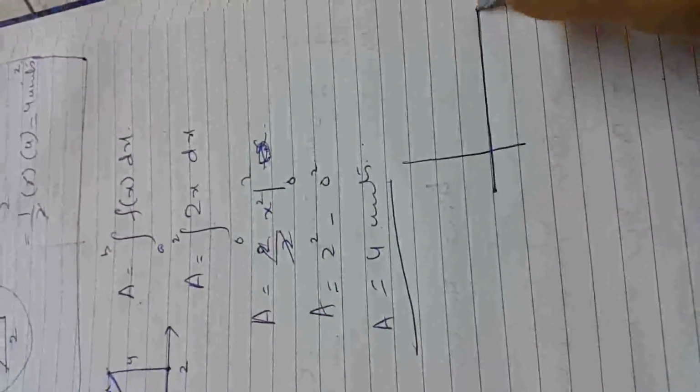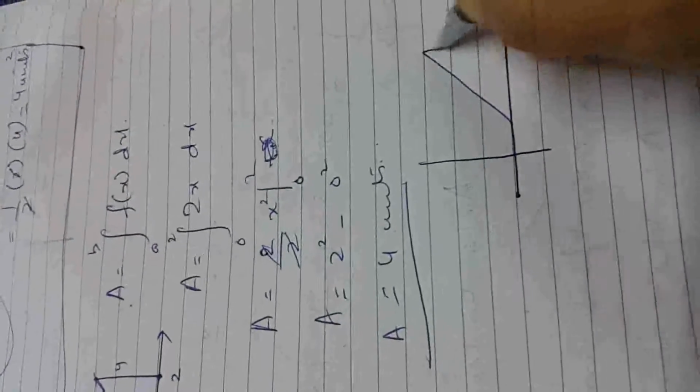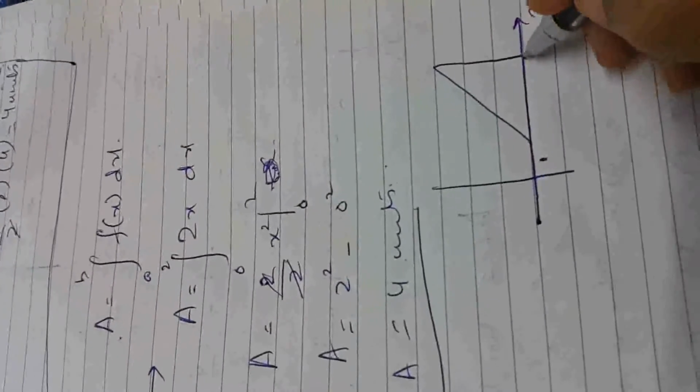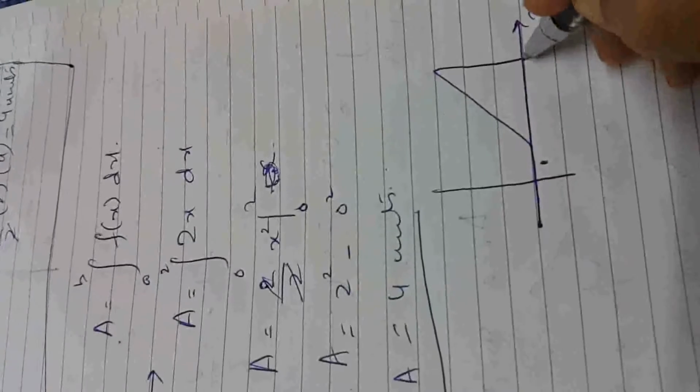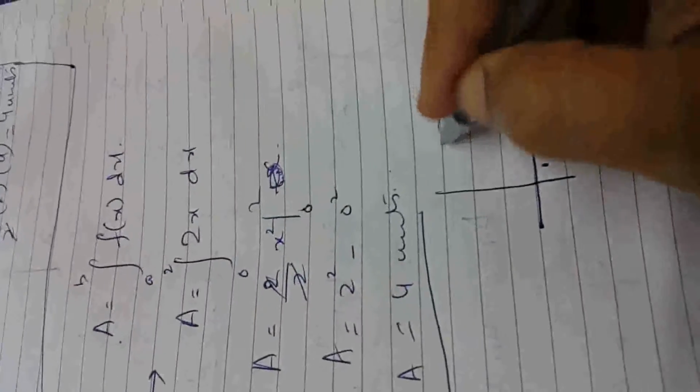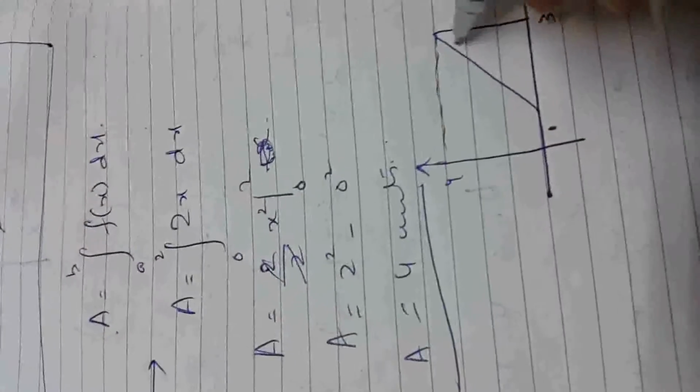Now let's change the scenario. Let's see, by changing the scenario, does the area remain the same, or doesn't it? Consider the same triangle and imagine that you have moved it 1 unit along the x-axis. So it's like the x value was 2, now it is 3. The y-axis is the same.